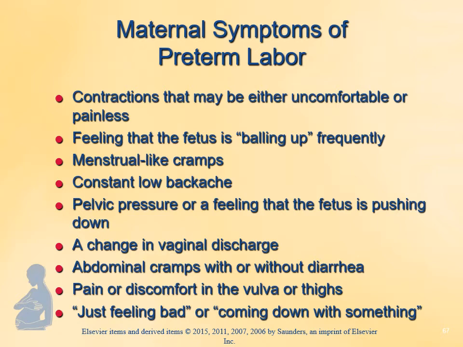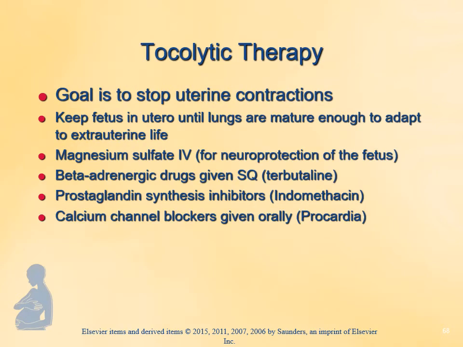vaginal area. They might notice a change in their vaginal discharge. They might have abdominal cramps, either with or without diarrhea. And there might be pain or discomfort in the vulva or the thighs. Or sometimes they'll just have a feeling that something's not right. And so they'll come in to be checked, and lo and behold, they'll be in preterm labor.